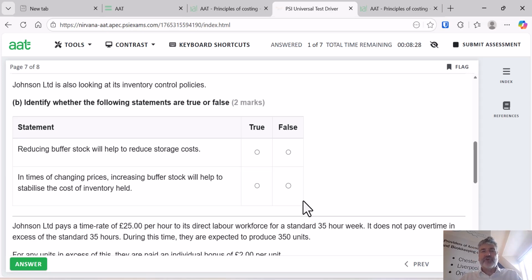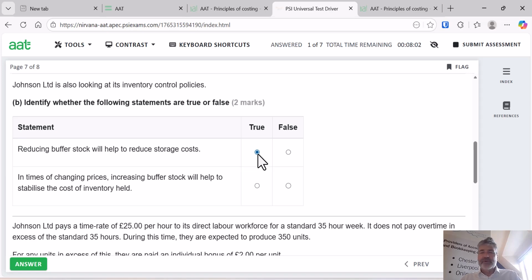So that buffer stock is obviously increasing the amount of inventory that you hold, and of course that is going to mean that your storage costs are going to be higher because that buffer stock is there. So if you reduce your buffer stock, the space you need for storage, for example, will shrink, and therefore your storage costs will reduce. So that statement is true.